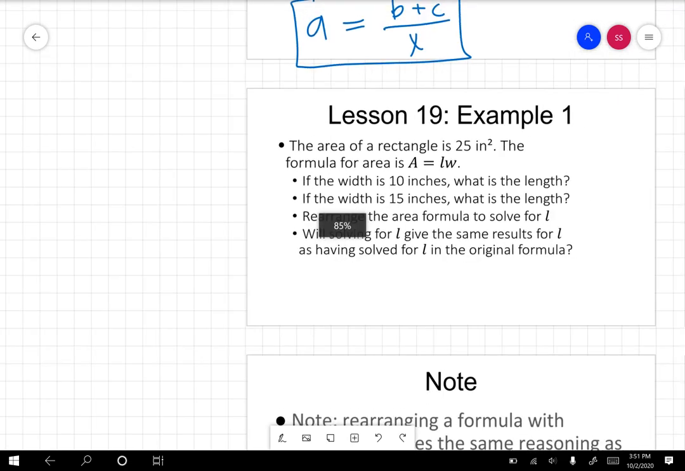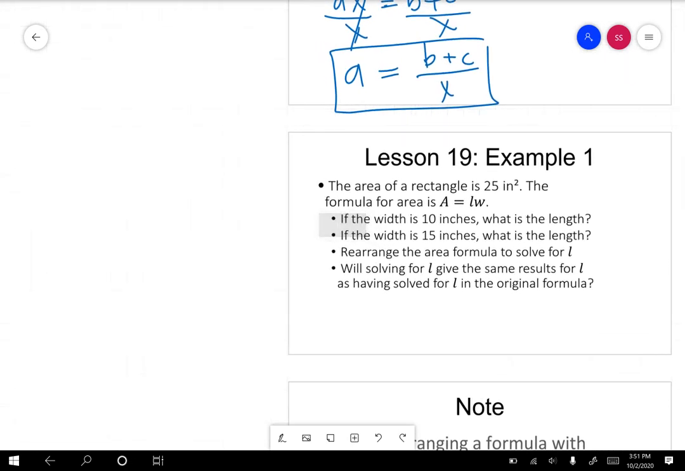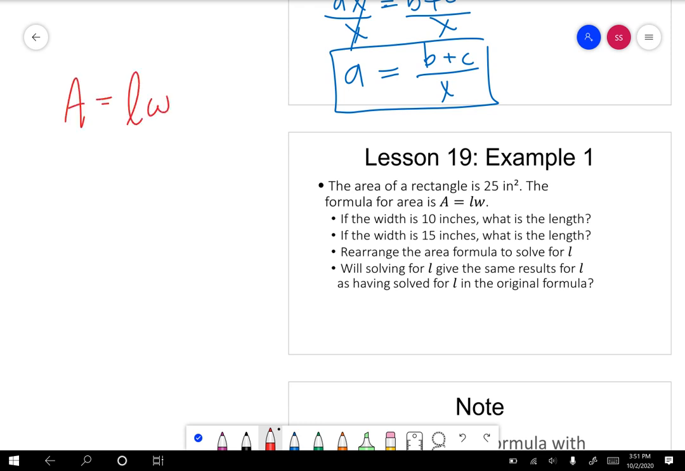Okay, let's do example 1. And I gotta draw you a picture on this one. Lucky you. All right. Lesson 19, example 1. The area of a rectangle is 25 inches squared. The formula for area of a rectangle would be length times width.